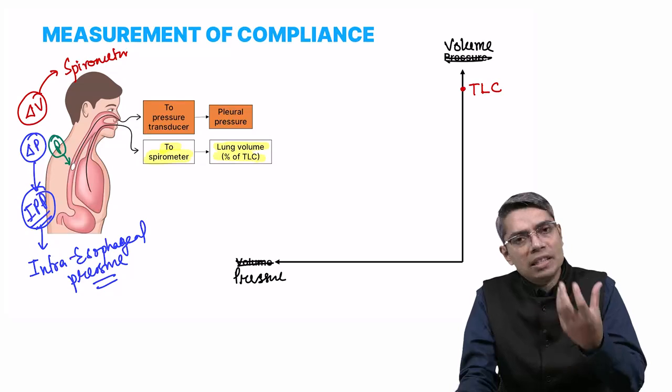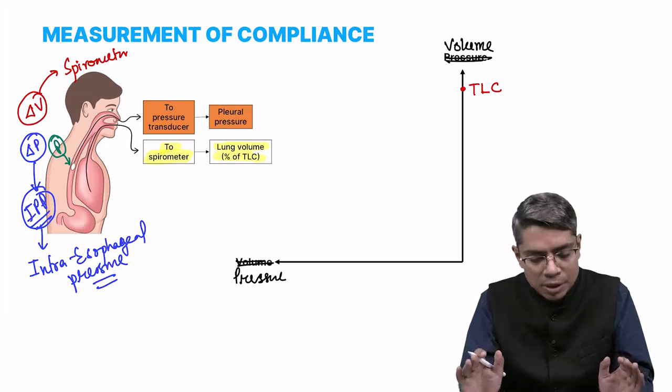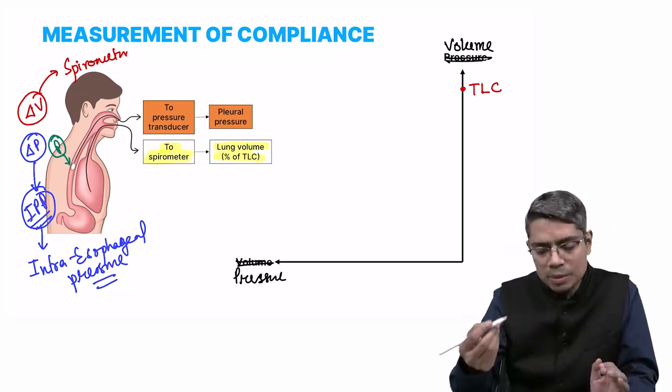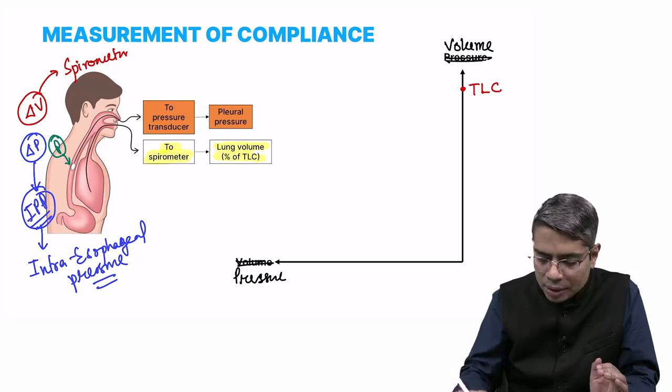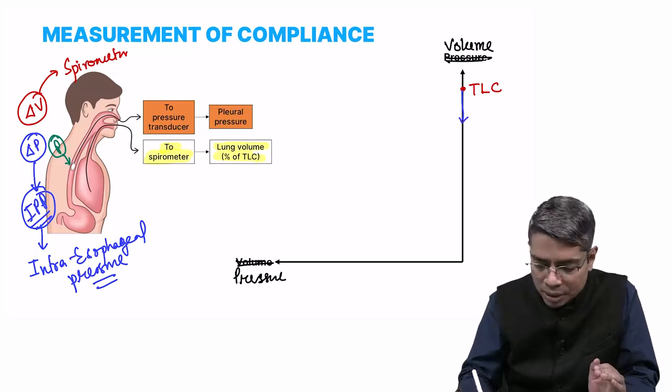Okay, do a small expiration, expire a little volume of air and then hold your breath. So now the person is doing a small expiration. So what will happen? The small expiration means the volume will decrease. And what will happen to the pressure? The pressure will decrease, meaning the graph will move in this direction.